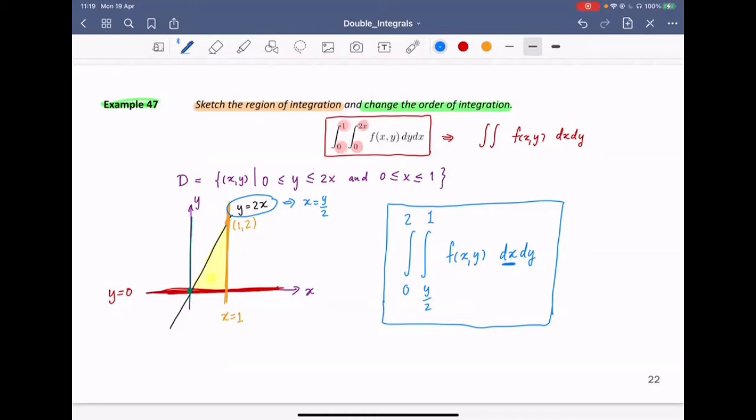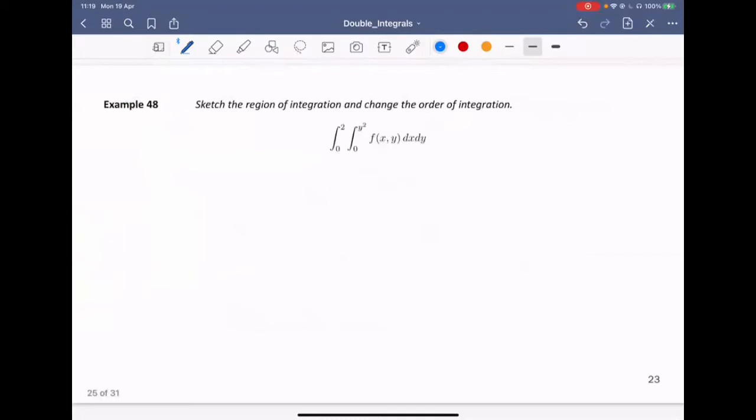We have one more example for you to practice together here. Let's do that. Any questions so far, everyone? Sounds good. You feel the idea of integration coming back to you, right? All right, let's do example 48 here together.